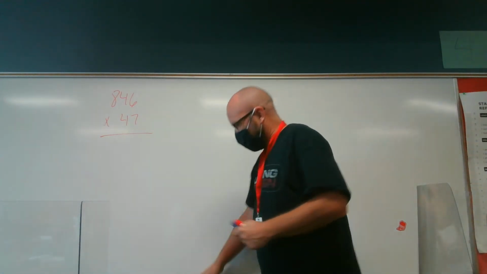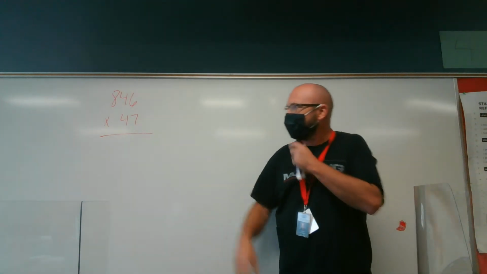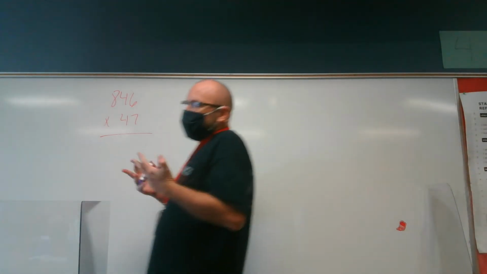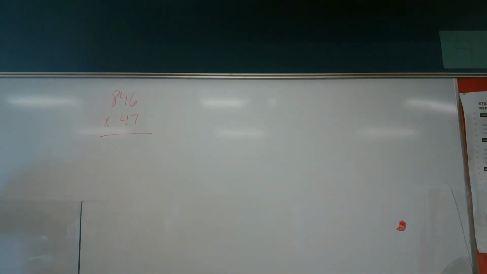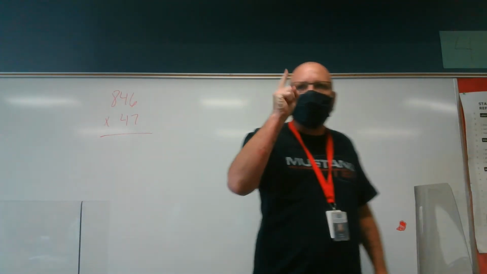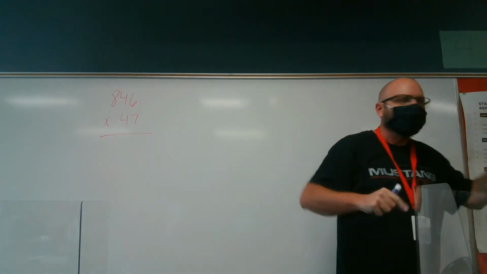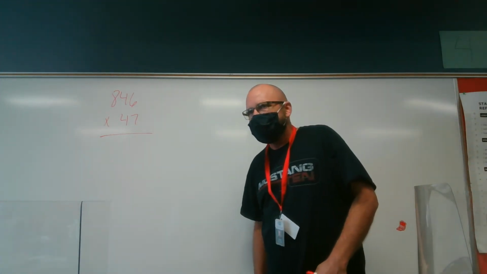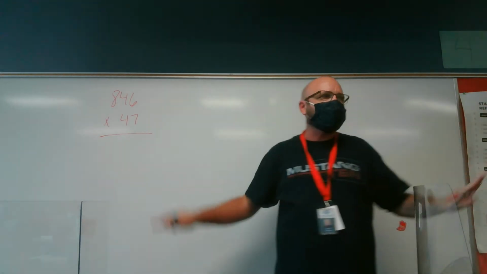So what we're going to do is take this problem first: 846 times 47. I'm going to show you what the real problem looks like and why you're doing what you're doing. Because you're always, and I mean always, multiplying a one digit times one digit. If you know your zeros through your nines, you can multiply no matter how many digits are in a factor.